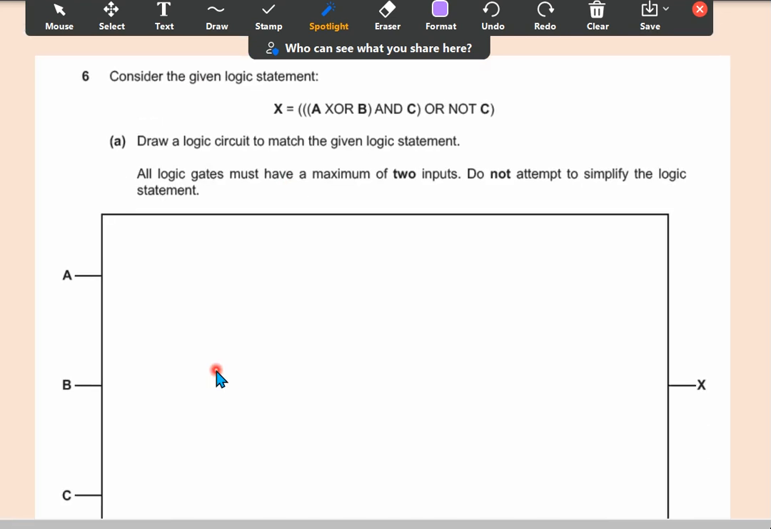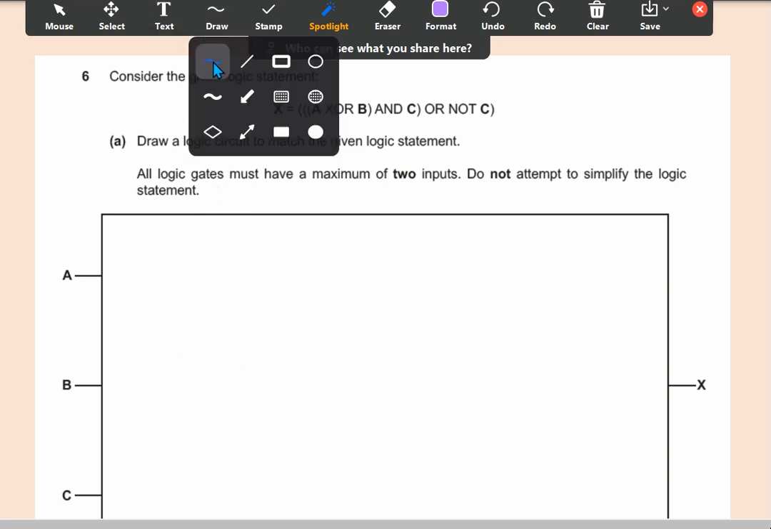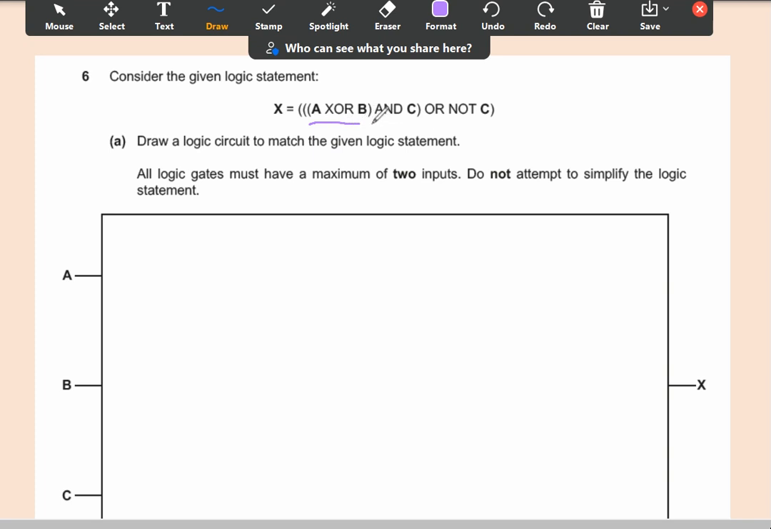Okay. All right. Let's say, for example, let us have the first one first. It says A XOR B. So you have now the inputs here A, B, C that you are to follow. First, you are to combine the A and the B. Just simply add a line there.